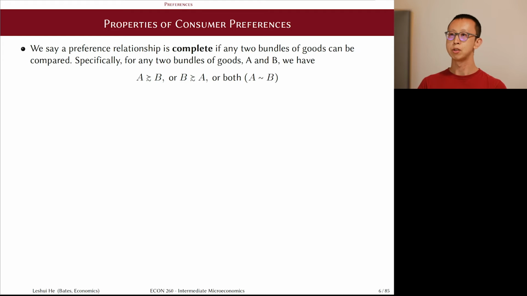First of all, we say a preference relationship is complete if any two bundles of goods can be compared. Specifically, if you have any two bundles of goods, A and B, then they must fall into one of those three possible outcomes. We'll either have A is preferred to B, or B is preferred to A, or both, in which case it just means they're indifferent. Well, this is a very natural property. What it says is that the consumer is able to make comparisons for the possible combinations of products that we're concerned with in a particular context.